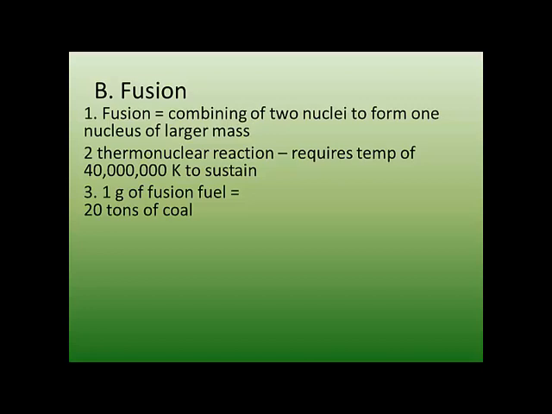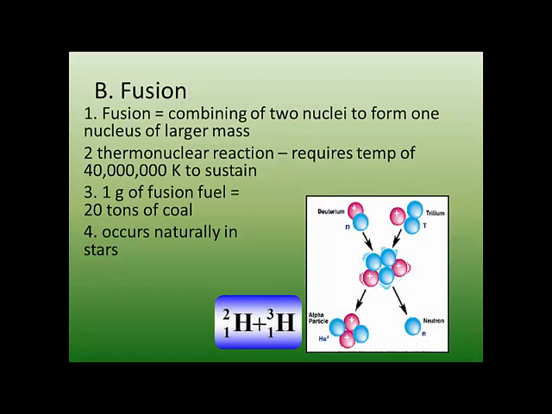Okay, 1 gram of fusion fuel is worth the same amount of energy as 20 tons of coal. So with fusion, you're getting much more bang for your buck compared to fission. And it occurs naturally in the stars. If you look down at the bottom, you have a hydrogen atom and a hydrogen atom, and you're not just forming H2. You're fusing them into one atom, so that a new substance is created. That new substance is not just a chemical rearrangement of atoms, it's actually helium that's being produced.